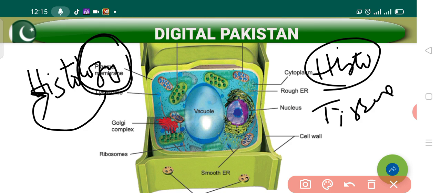What is anatomy? Anatomy is basically the study of the internal structure of living organisms, like the heart's four chambers, or the brain being protected by the cranium, the skull, or the lungs being protected by the ribs. This is the internal structure. So the study of the internal structure is known as anatomy, while the study of microscopic cells is known as histology.